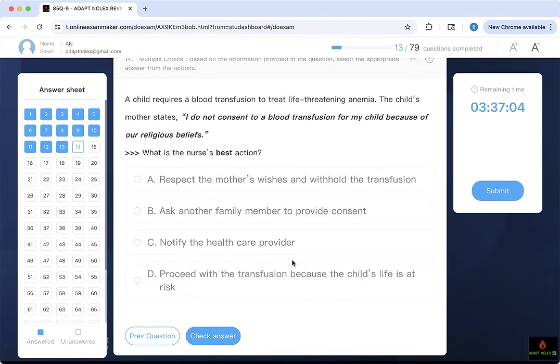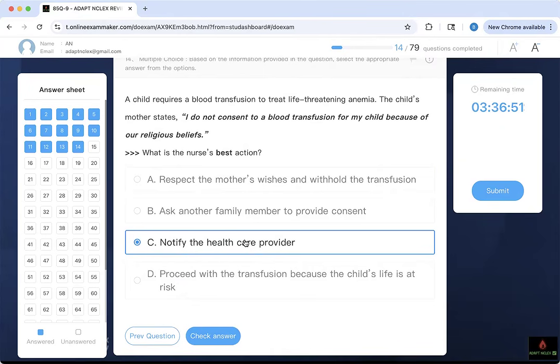Like I said, ethics and legality, you have to master them. I can tell you the right answer: let the doctor know. Why? A parent has a right to refuse care for a patient, but not if the refusal creates a life-threatening situation. In this case, we need blood for a life-threatening situation. They cannot do that. We have to save the child.